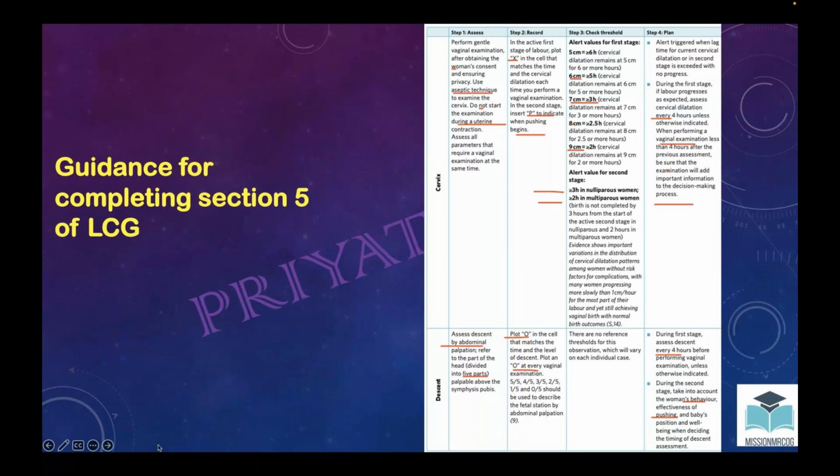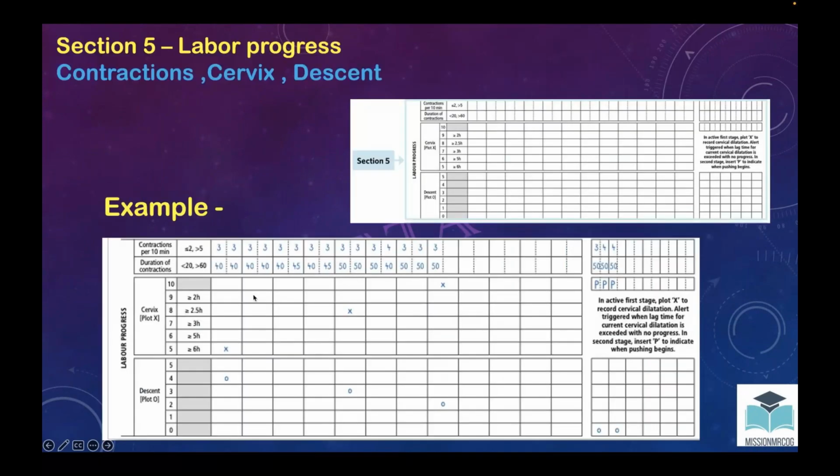Now what is the example? You can see these are the contractions, these are the thresholds. So contraction is fine, every time it is within 2 to 5. This is the first stage of labor, this is the second stage of labor, nothing alert. Contractions in the first stage of labor, this is the duration, so we are also happy, no alert sign. And this is the second stage of labor, we are happy.